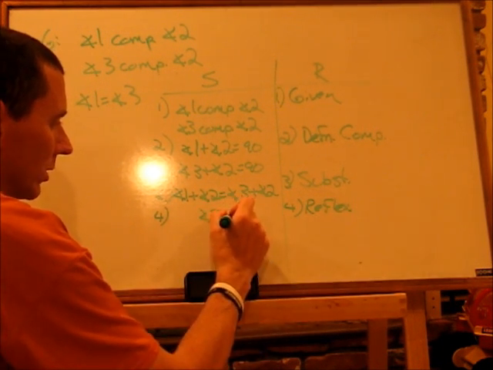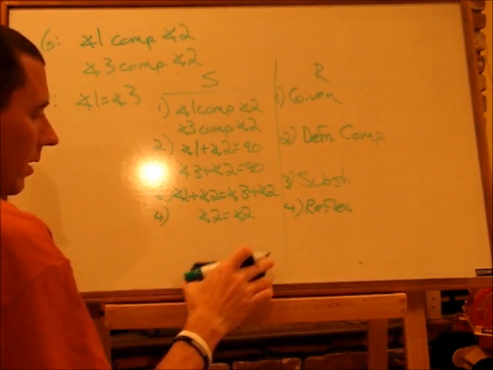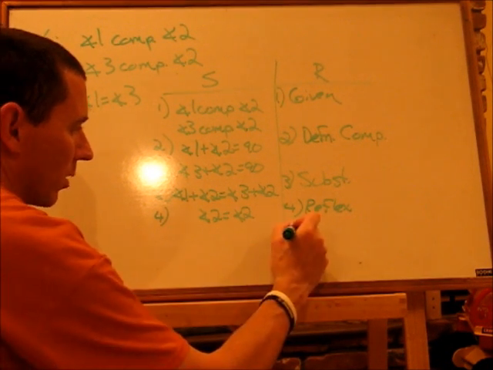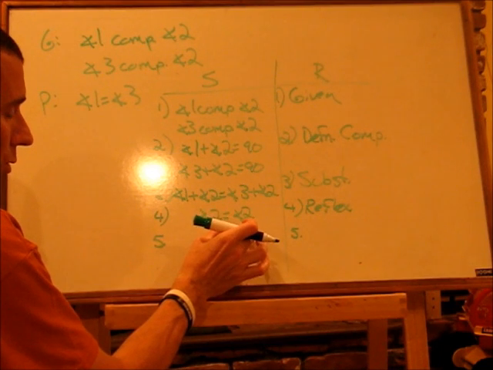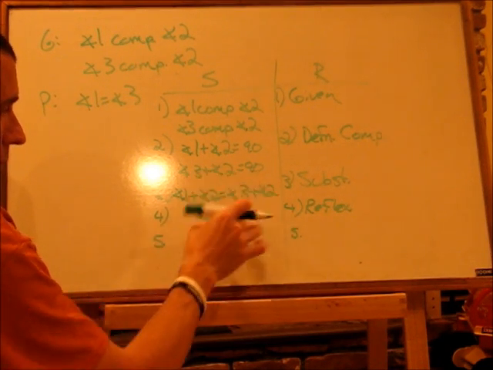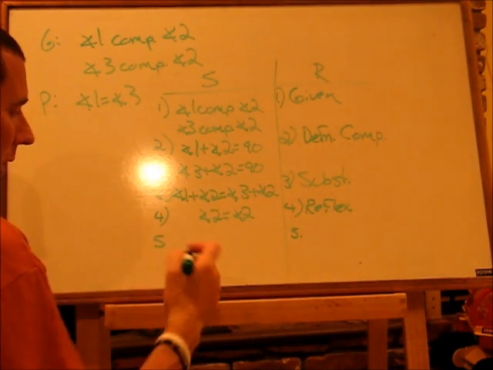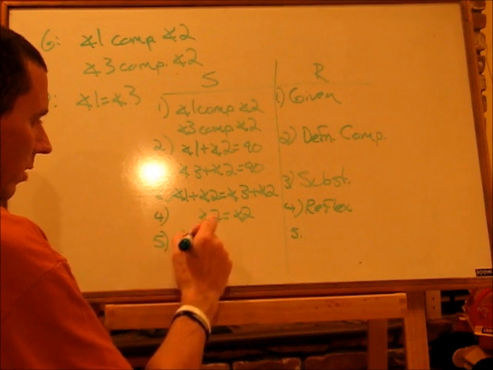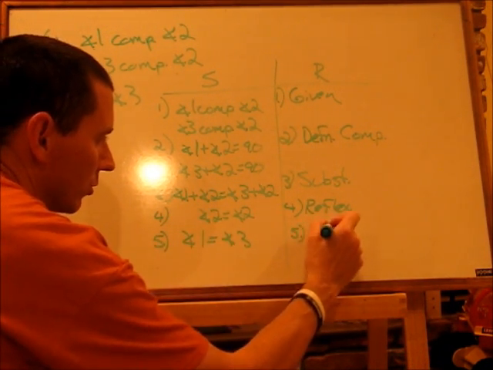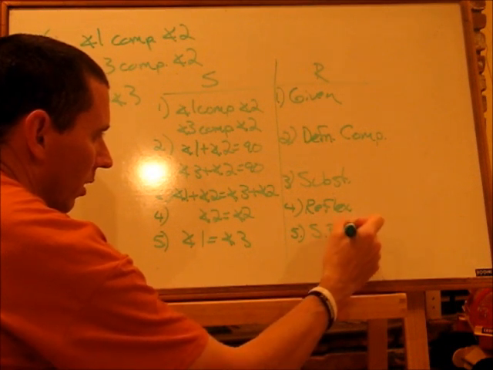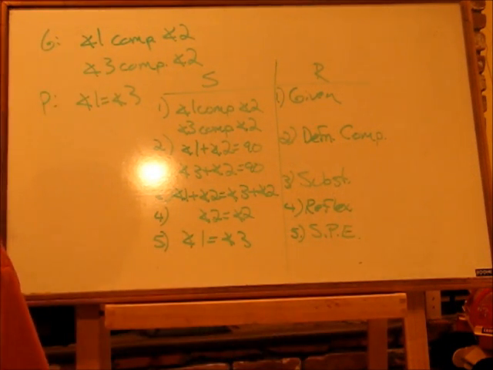If we wanted to be technically correct, we'd have to throw in here the reflexive property to say angle 2 equals itself. And don't forget, the subtraction property of equality lets me subtract two equations if they're equal. These are equal. This equation, they're equal. I can subtract the two. What happens to my angle 2's? They cancel out. We're left with angle 1 equals angle 3. We just used the subtraction property of equality. Go ahead and copy that down.